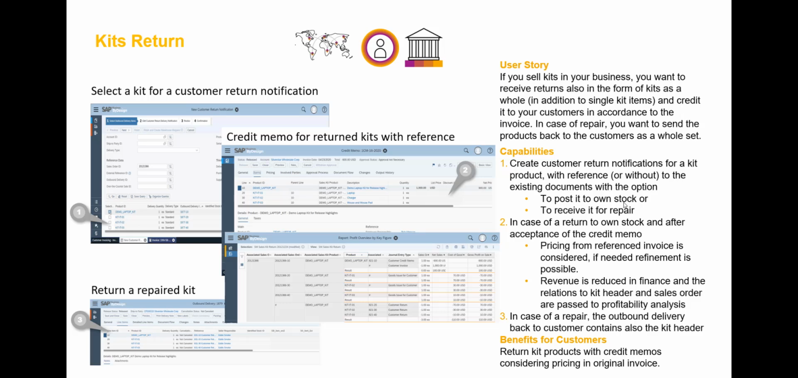In the return process, customers are supported with two scenarios. One is post to own stock and the other one is to receive it for repair. Let's take a look at the second scenario, receive to repair, in this demo.